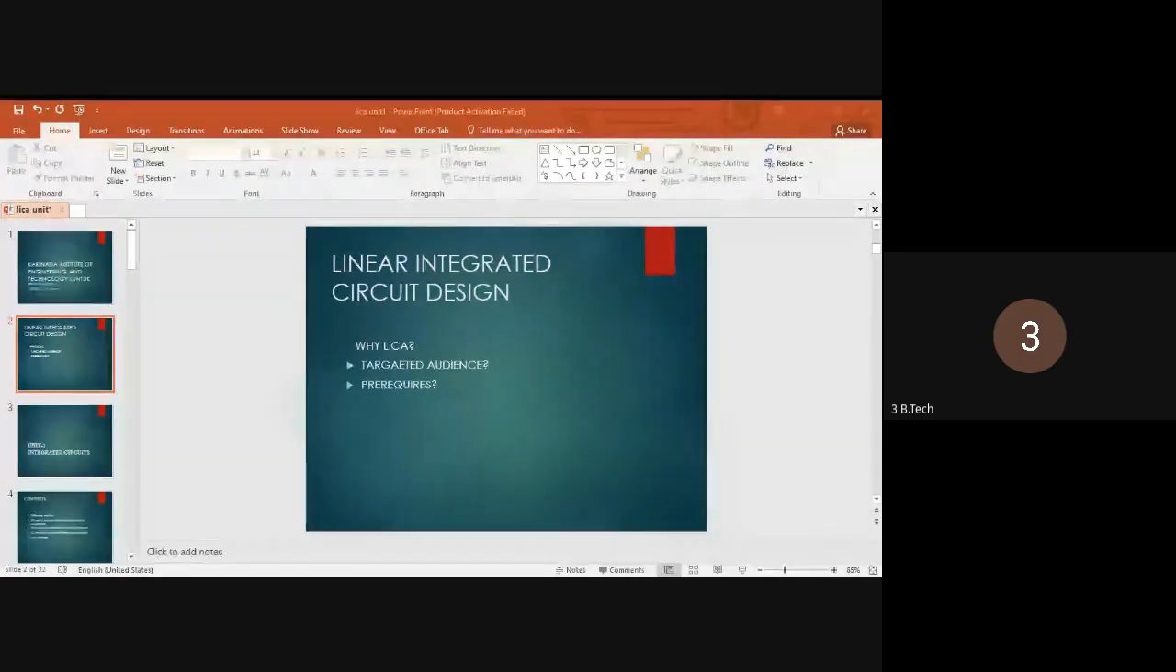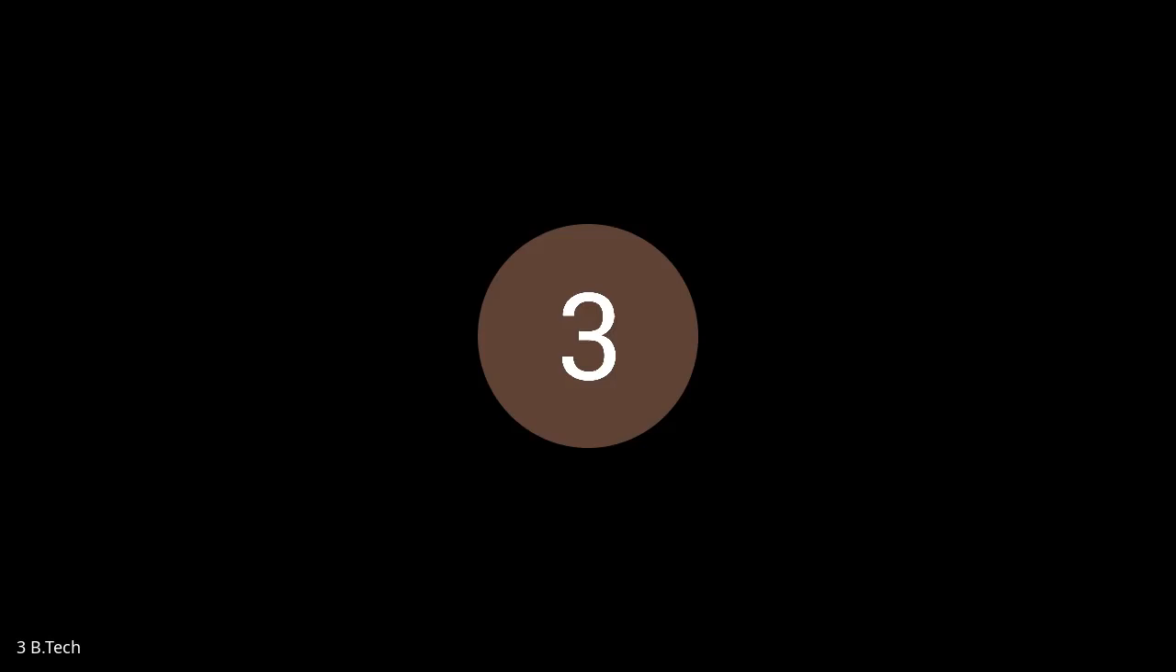So basically, NPN transistors, PNP transistors, and BJTs, bipolar junction transistors, will work as inverters. And what are the other advantages? If you operate it in the cutoff region, it will work as an open circuit. If you operate it in the saturation region, it will act as a short circuit. So we can also use BJTs in switching applications.